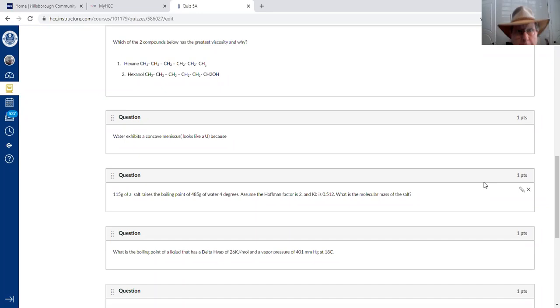Okay, so the change in temperature is equal to KB times the molality. Correct. KB times the molality. Do I give you KB? Yes. Do I give you the change in the temperature? Yes, by 4 degrees. So I got 4 is equal to KB times m. 4 divided by 0.512 is equal to m.